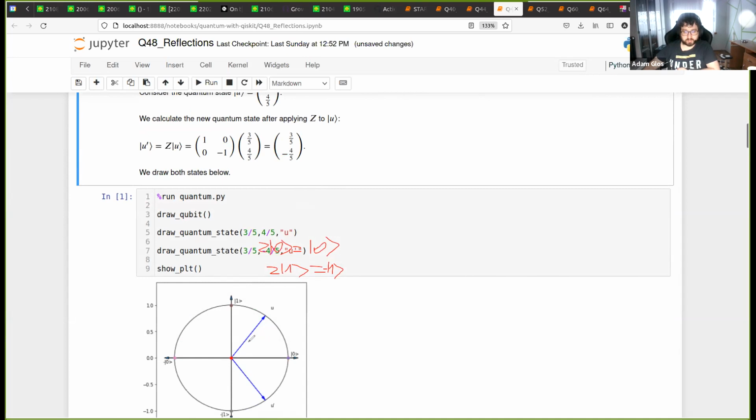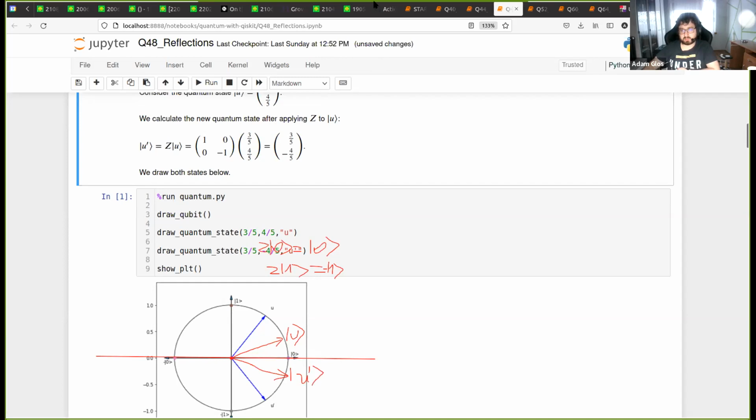And this can be represented on the following circle. If we have a state like this, then since Z is changing 1 to minus 1, it is making a reflection along this axis, so our new state will be like this.